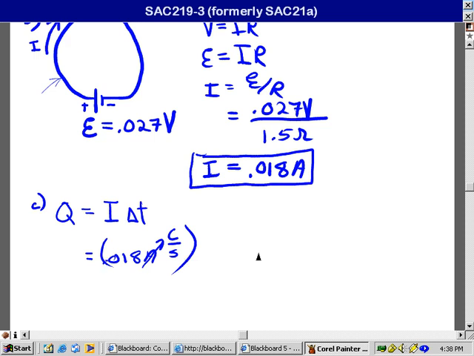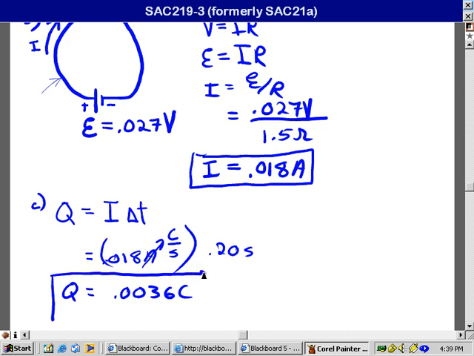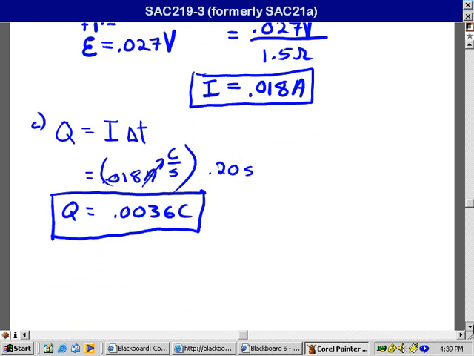times, oops, you got 0.018 there, don't forget the decimal, it's 0.20 seconds, for a total of 0.0036 coulombs. Alright, let's see what's next. Part D.